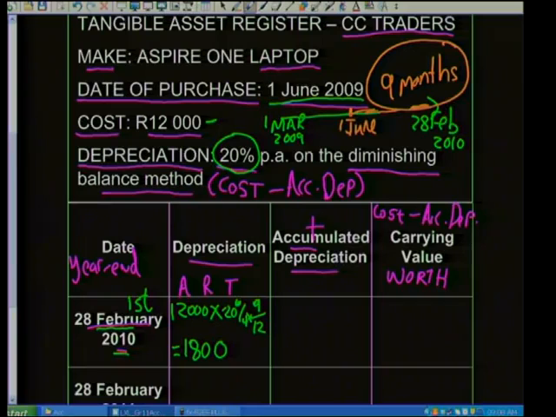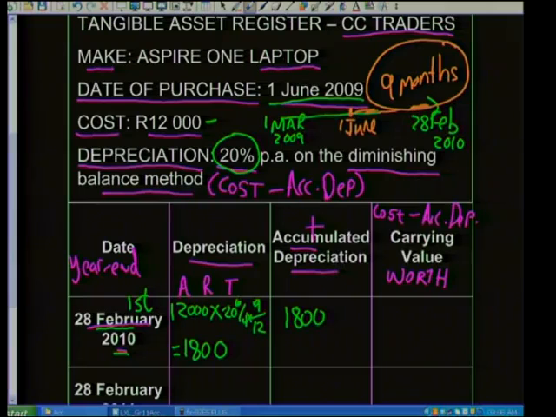Okay, right, let's move on to the next part of the table, accumulated depreciation. So this is the first financial year, which means we don't have any previous accumulated depreciation. So the accumulated depreciation is the same as the depreciation, an amount of 1,800.